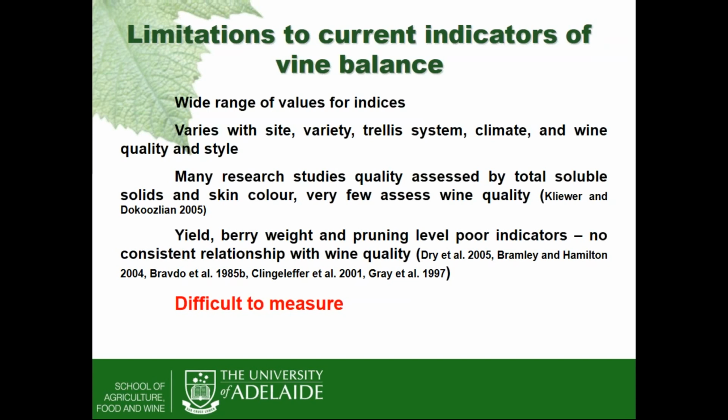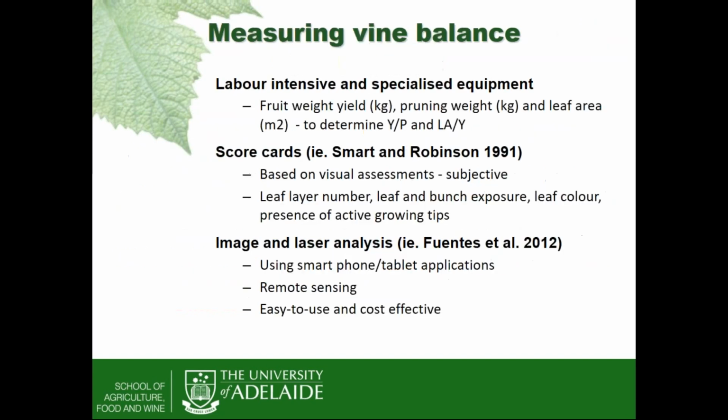One of the other things that make them not that widely used is the difficulty in measuring them. To measure vine balance indices, you either invest a lot of time in collecting single vine yield, pruning weight, and leaf area, or you rely on scorecards that, again, were proposed almost 20 years ago, and they're based on a visual assessment, and so they are subjective.